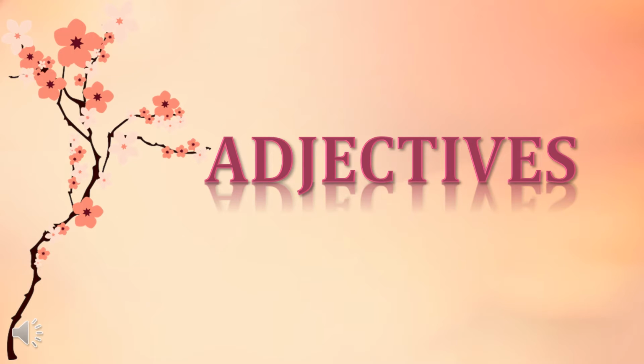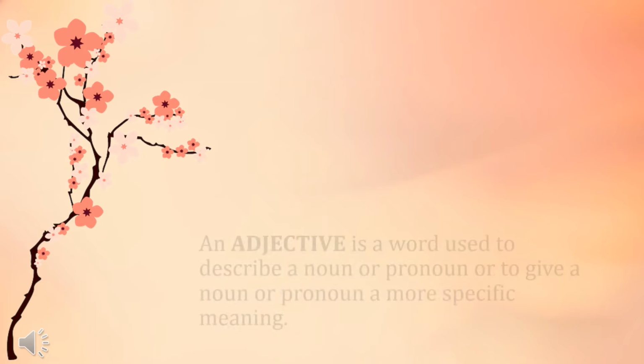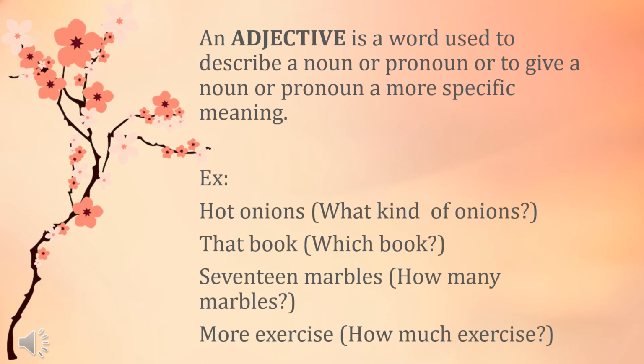In this video, we are going to discuss another part of speech, which is adjectives. An adjective is a word used to describe a noun or pronoun, or to give a noun or pronoun a more specific meaning. For example, hot onions. In this phrase, let's determine what is an adjective by answering the question, what kind of onions? And that is hot. So in this phrase, the adjective is hot.